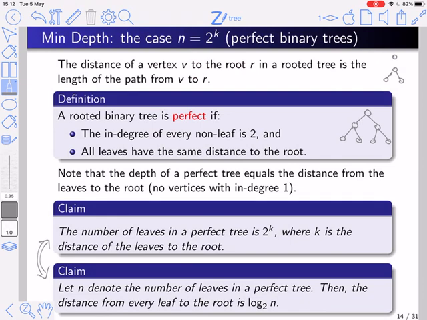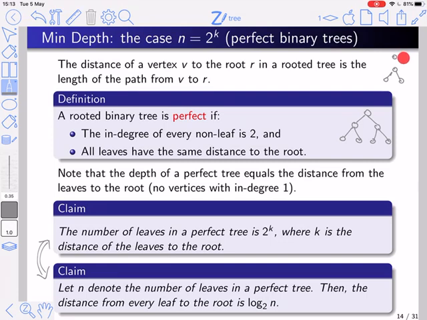Now we want to look at the case where n equals 2 to the k, and in this case, we're searching for a minimum depth tree whose height will be exactly k, because log of n equals k. So we define the distance of a vertex v to the root in a rooted tree as the length of the path from v to r. A rooted tree is perfect if the in-degree of every non-leaf is 2, and all leaves have the same distance to the root. So here are examples.